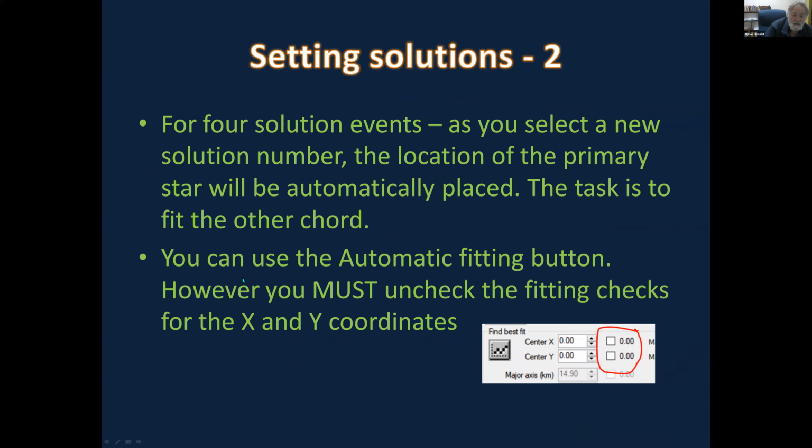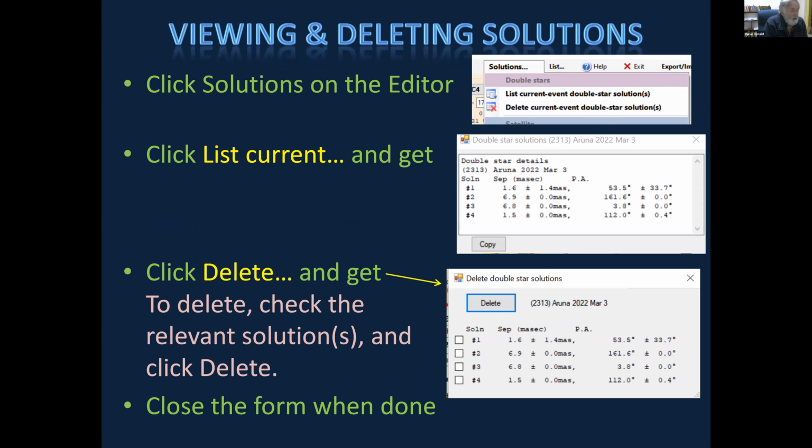That's pretty much what I said before. Now, having gone through that, you've solved all your double star solutions. What do you think you have? Sometimes with these things, you get lost in the processing. How do you see what the solutions are?